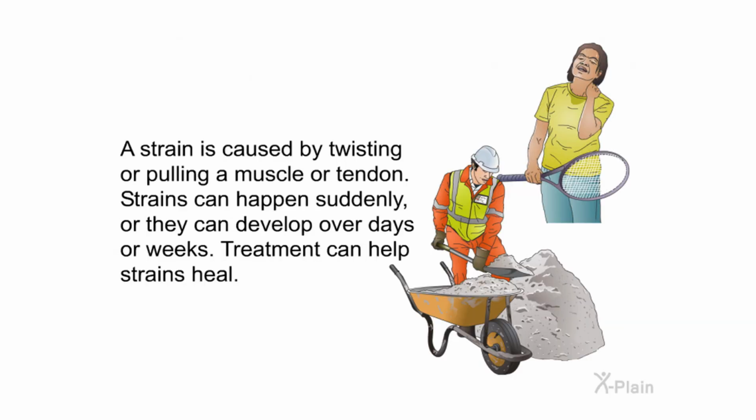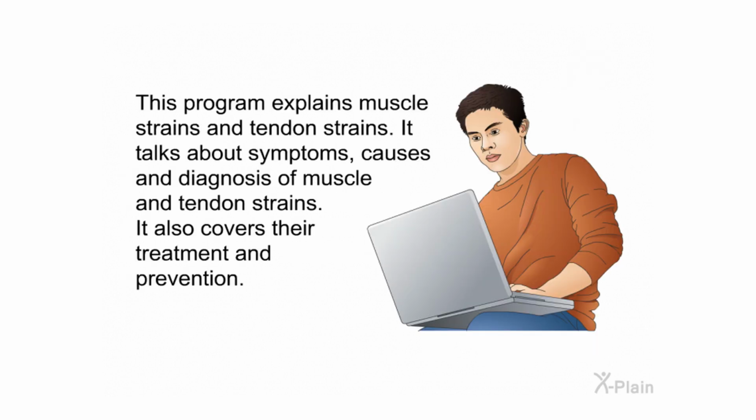A strain is caused by twisting or pulling a muscle or tendon. Strains can happen suddenly, or they can develop over days or weeks. Treatment can help strains heal. This program explains muscle strains and tendon strains. It talks about symptoms, causes, and diagnosis of muscle and tendon strains. It also covers their treatment and prevention.